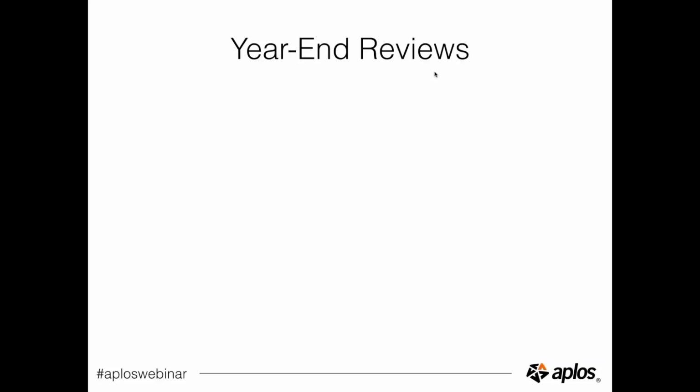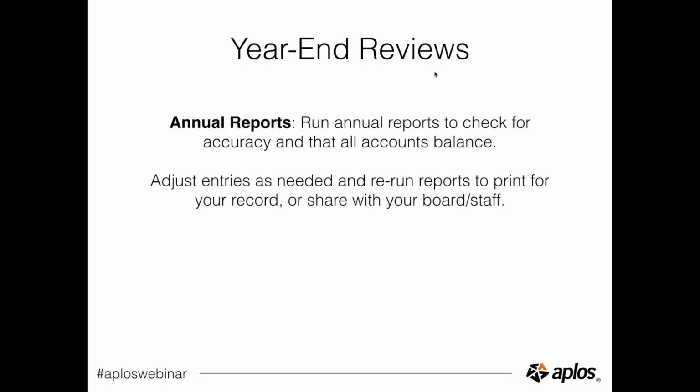All right. So year-end reviews. Now, these things are either future-looking or previous-looking. So, for instance, annual reports. Run annual reports to check for accuracy, that all accounts balance. If you've been doing this on a monthly basis, again, you might not have to do a ton of adjustment here. But if you're doing some catch-up work, or if the year's been particularly crazy, or December's been a big month, you might want to just look at an annual report. Make sure that your year-to-date income and expense makes sense.